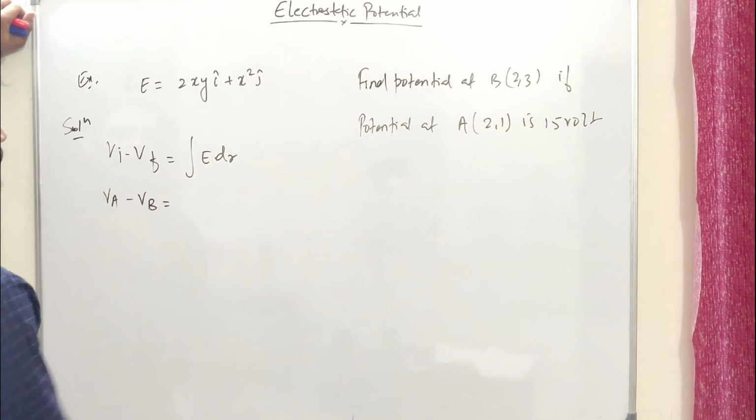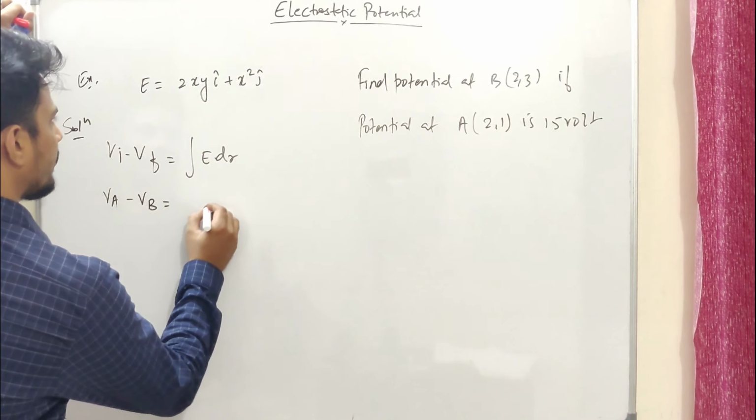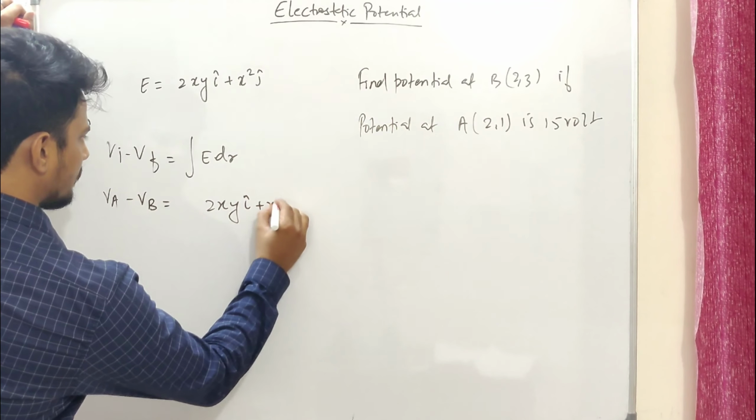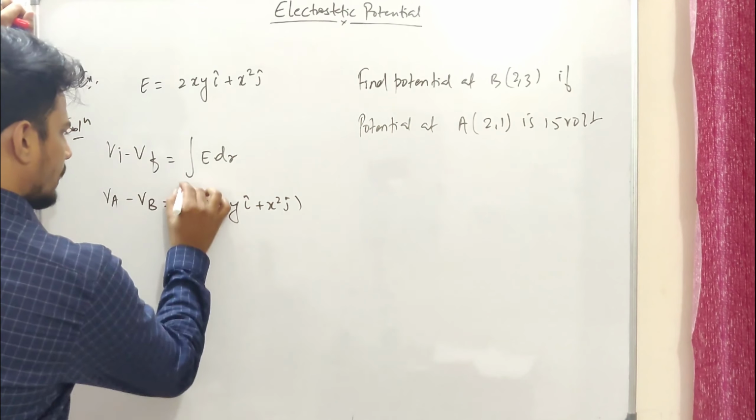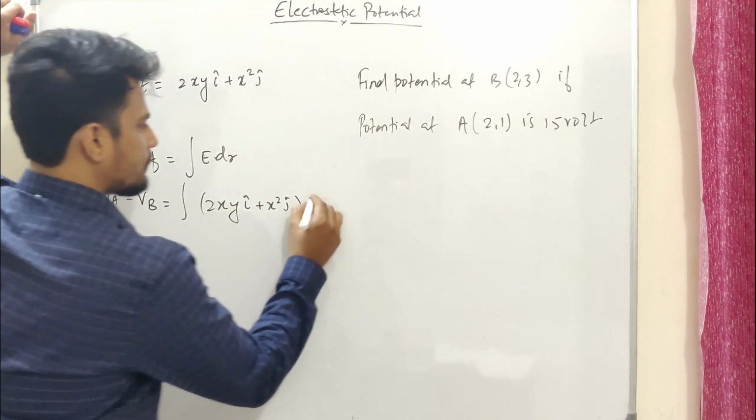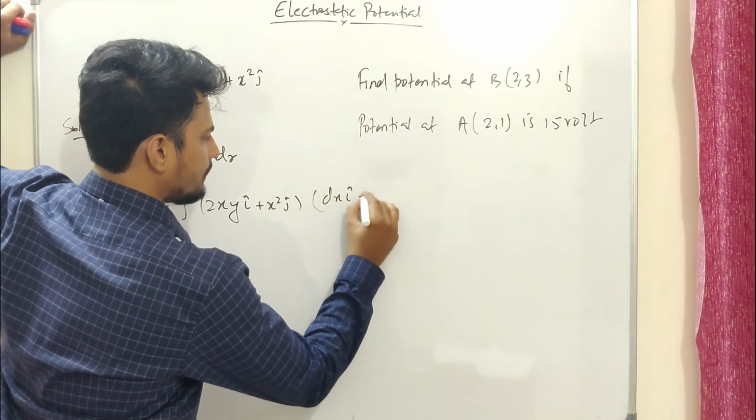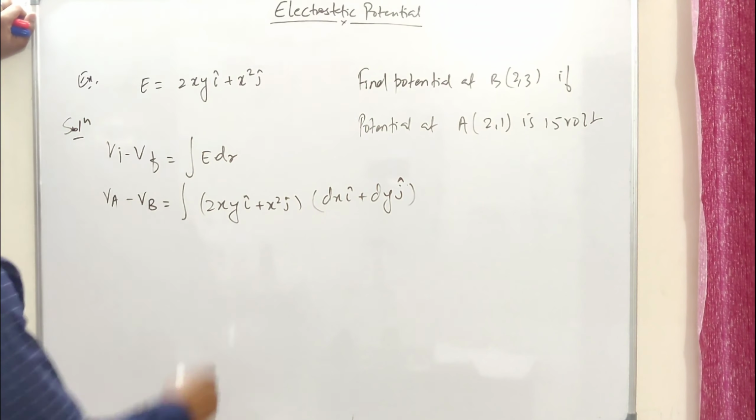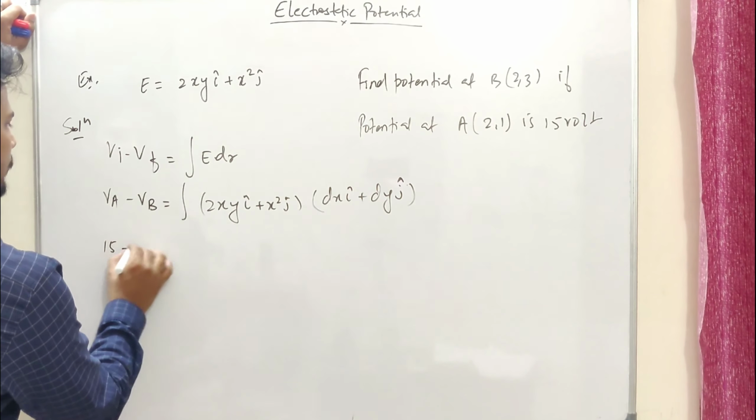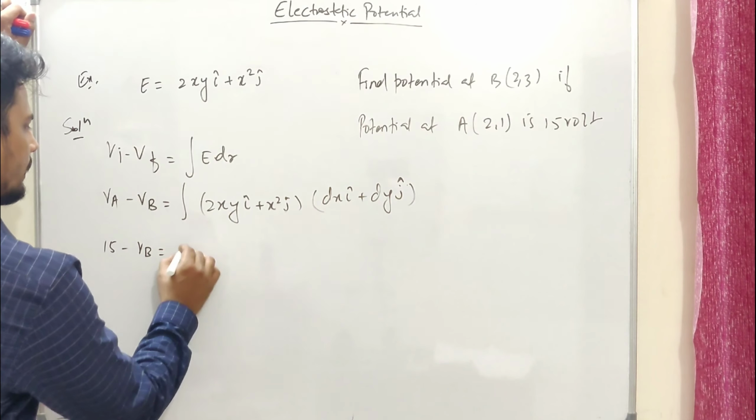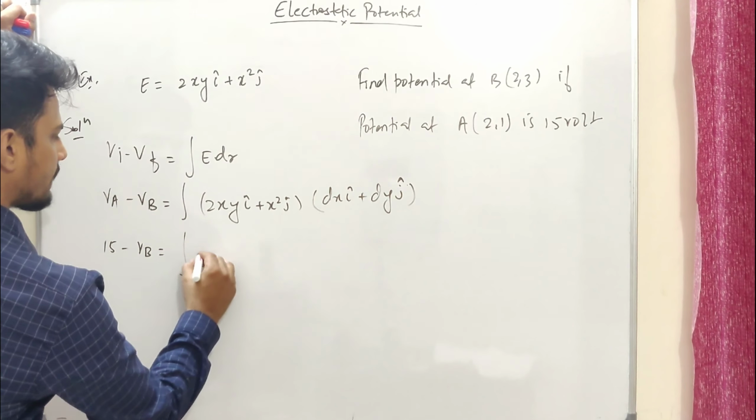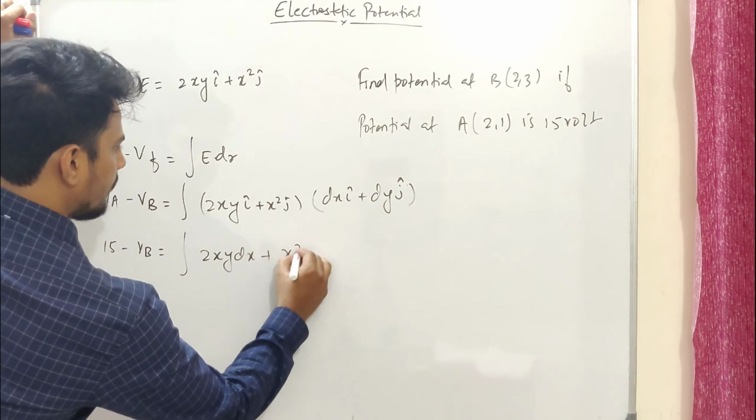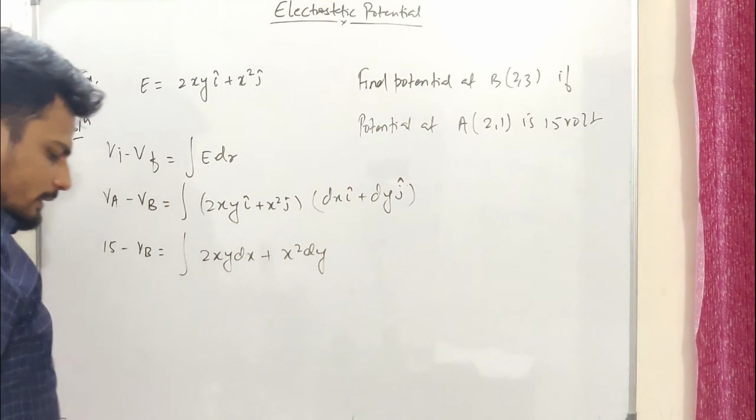Initial at A minus Vb. That should be how much? E dot dr. What is E? 2xy i cap plus x square j cap. Now as I've told you, I'm going to take this dr in terms of dx i cap plus dy j cap. Now V is how much? 15 volt minus Vb, that should be integration of 2xy dx plus x square dy.